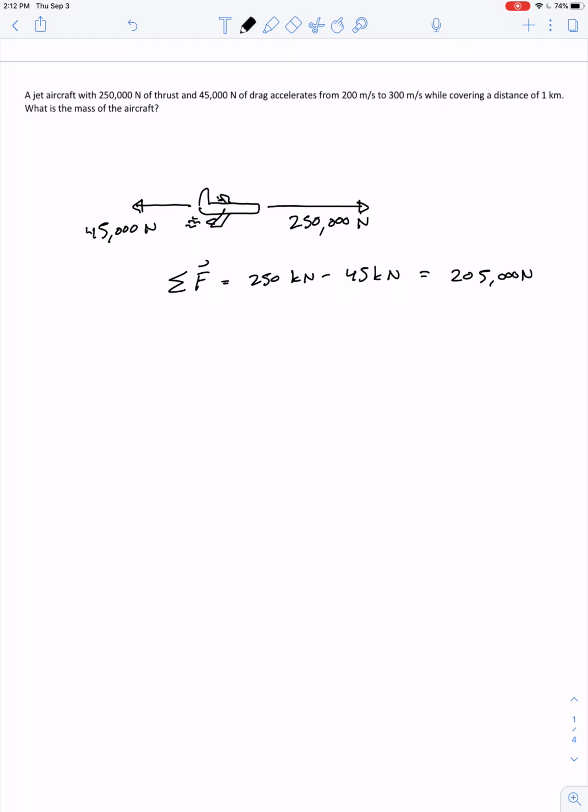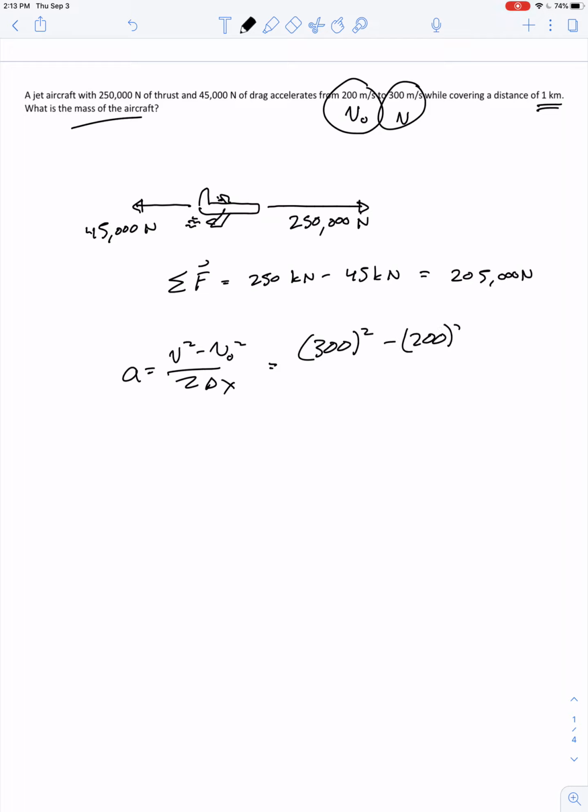The plane accelerates from an initial speed of 200 meters per second to a final speed of 300 meters per second in a distance of 1 kilometer. What's the mass? So we're going to use the same kinematics equation again to find acceleration. V squared minus v initial squared over 2 delta x. So this time it's 300 squared minus 200 squared divided by 2 times 1,000 meters. Okay, what do we get this time?